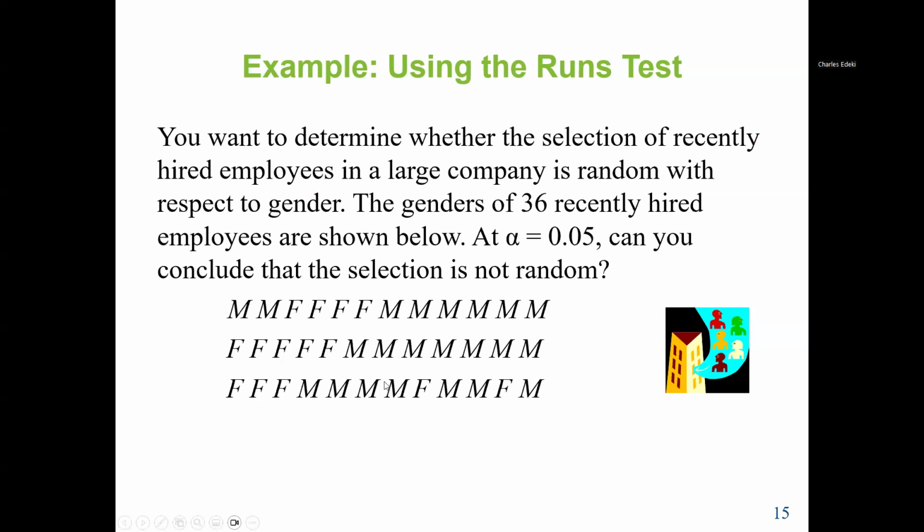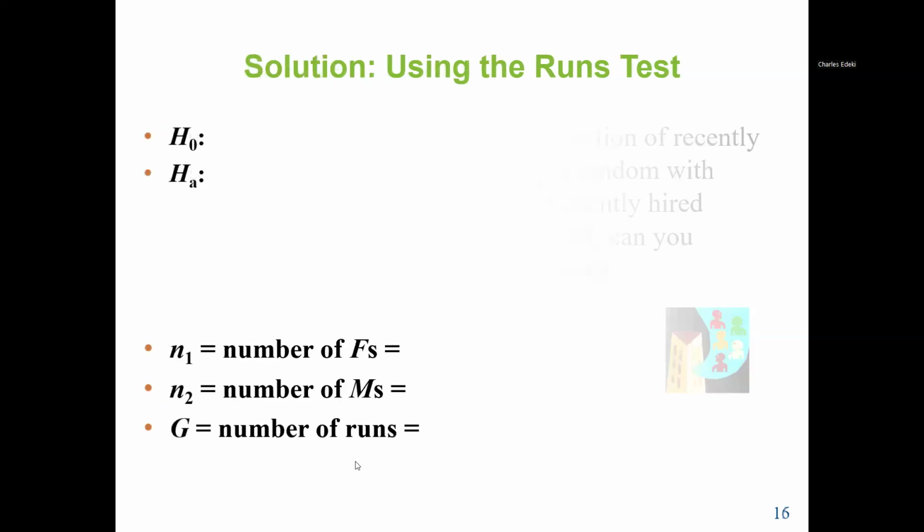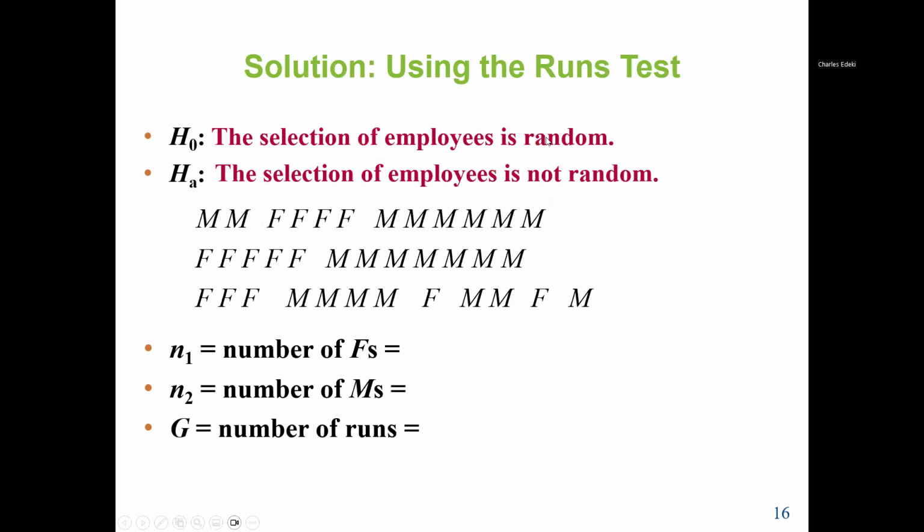So here, first of all, we can state our H0 and HA. We can also find our alpha, which is given to us. We can find our N1 and N2. We can say N1 should represent M, N2 should represent F, and we go from there, we find the G. So let's see. H0 and HA, as usual: H0, the selection of employees is random; HA, the selection of employees is not random.